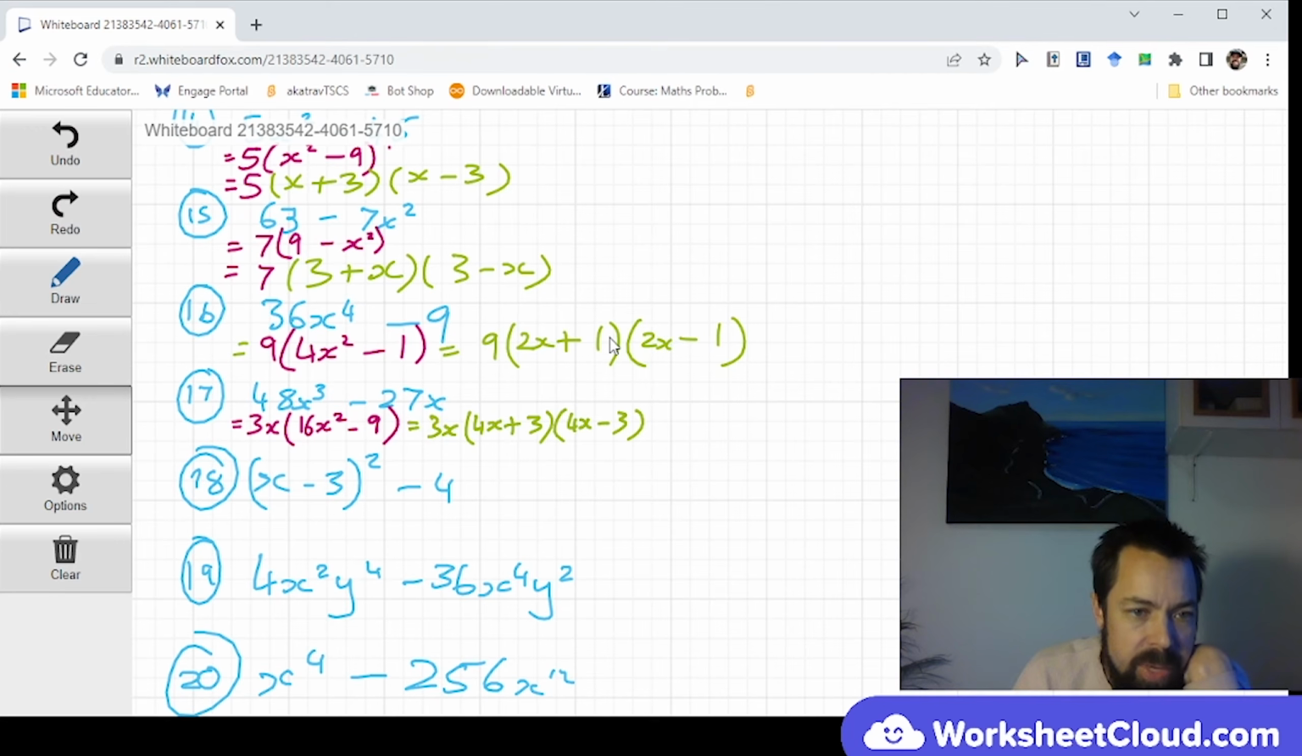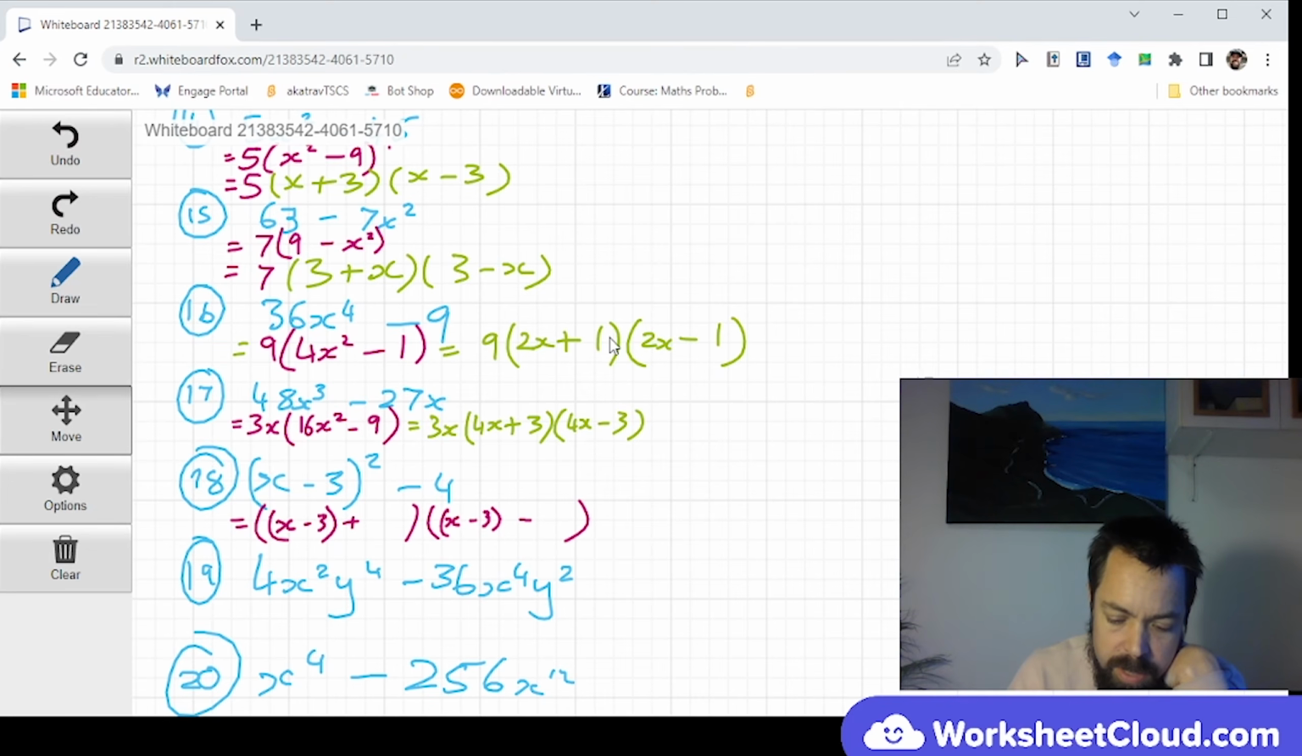Okay, this one, number 18, is also of that sort where we've got a square because the whole bracket is squared. So we are then going to have the format like this. I'll make it quite big. We've got a plus and a minus. The square root of this is x minus 3, which I'm going to put in a bracket. X minus 3. And square root of 4 is 2.